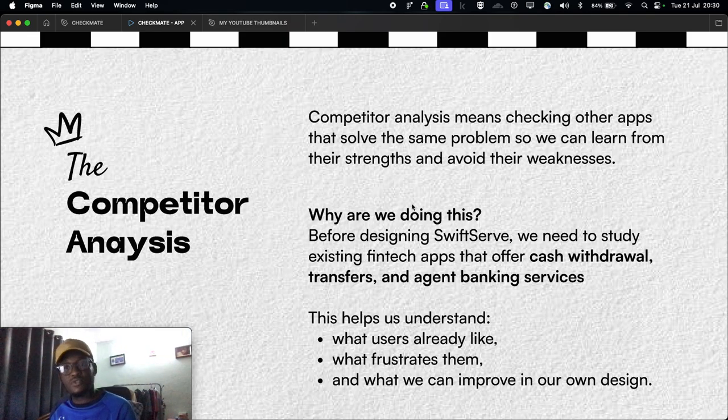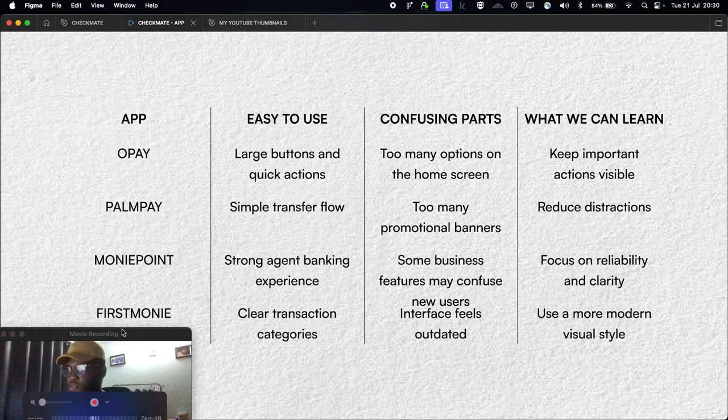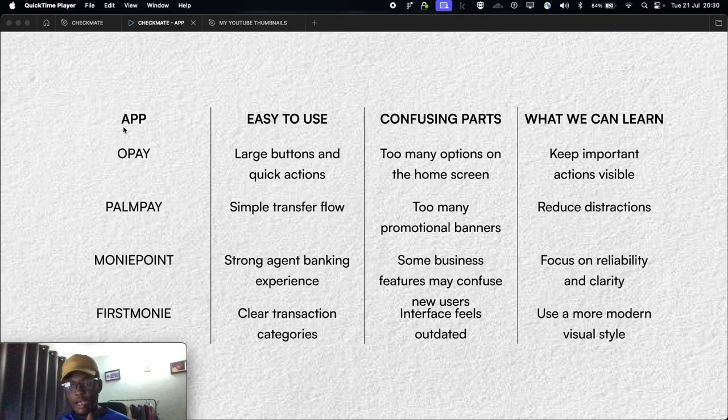I used SwiftServe. I looked out for competitors for SwiftServe, and I just created a competitor analysis table, and this is what it looks like, right? A competitor analysis tells us the app. So here are different apps that are doing something like we are already doing. Do you get? That's the first thing. They are doing something like we are already doing.